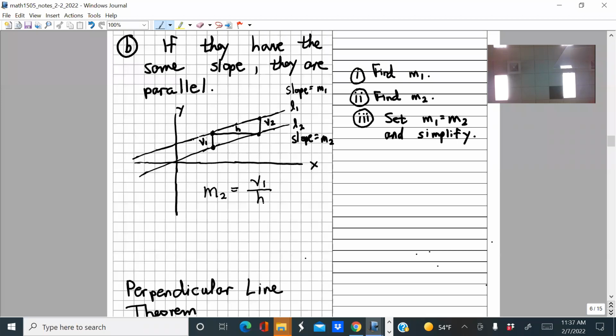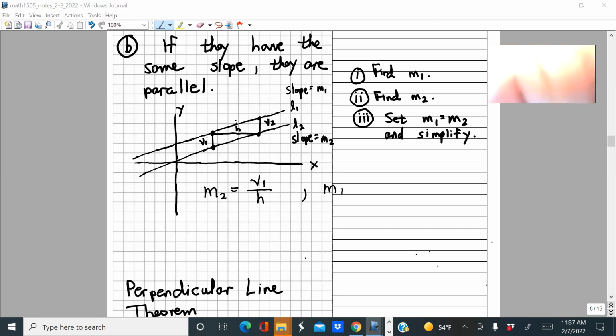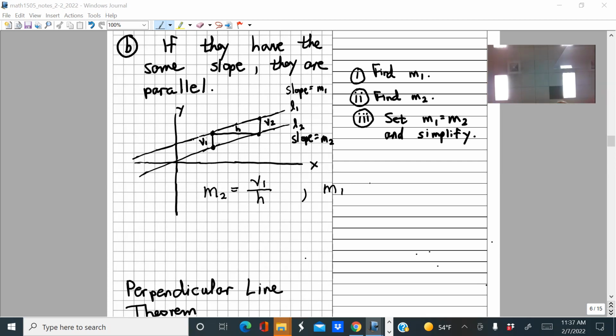V1 over H. Now you don't know what V1 is, so you don't have a number there, and you don't know the numerical value for H, but in the picture, you know that the slope of the bottom line has to be V1 over H. Now, what about the slope of the top line? Now I can do the same thing, right? Because I have this triangle. So if you go from this point to this point on the top line, what's the rise? V2, right. The rise is V2. And what's the run? H.